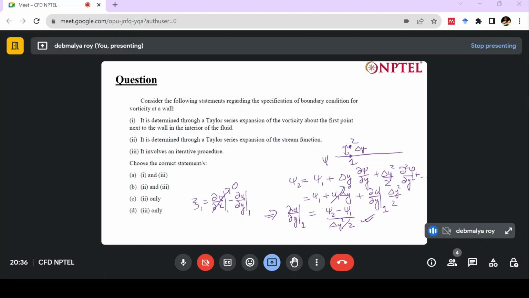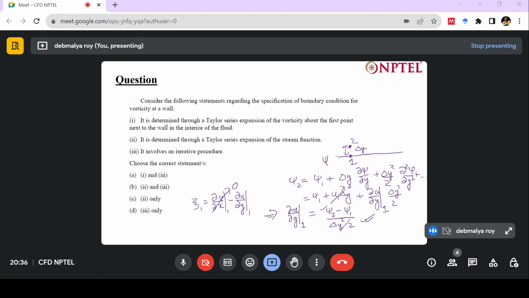But we do not actually know psi 2. So psi 2 is not known. So the boundary condition for the vorticity can only be achieved in an iterative way. We might first know the value of psi 2 from our calculations. Then we can put this value here, get a value of psi 1, the vorticity is zeta 1, and then iterate it to get a suitable boundary condition.